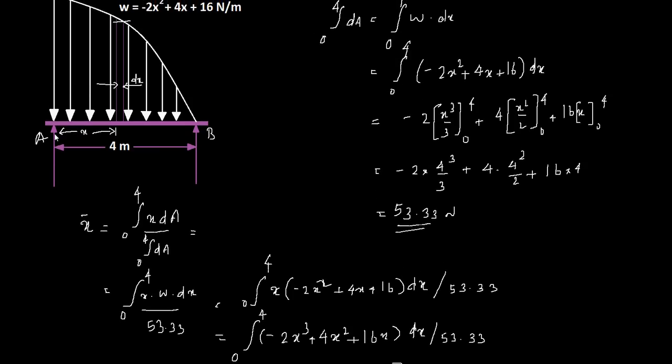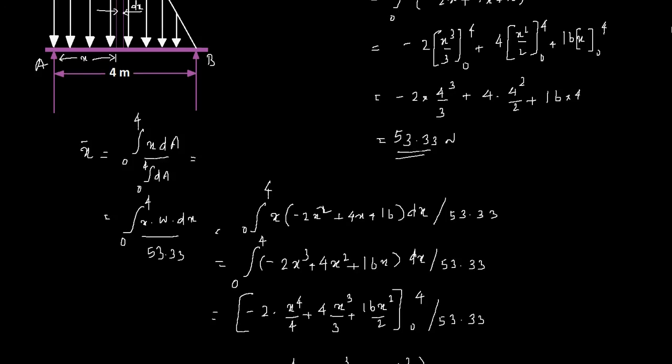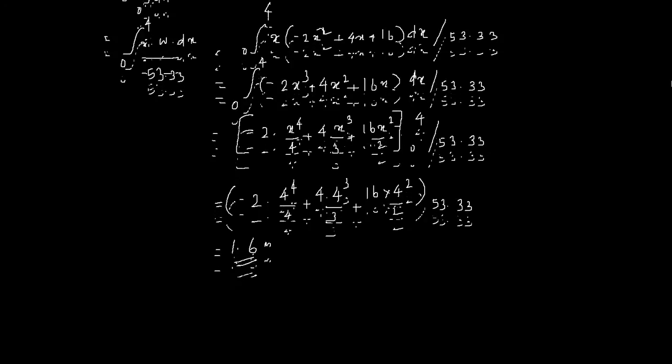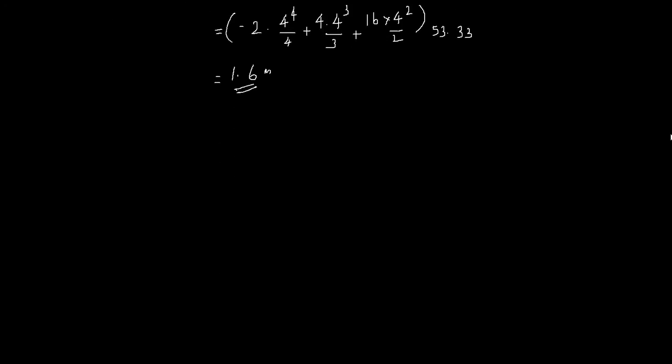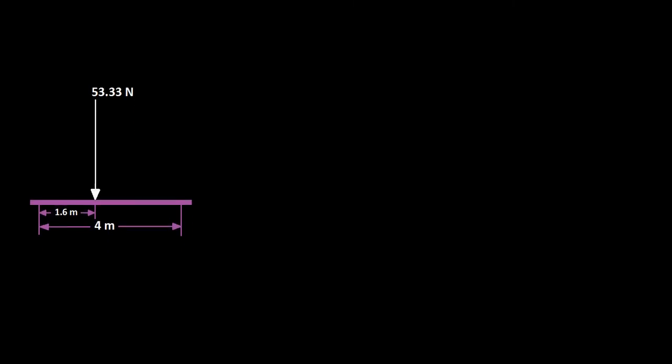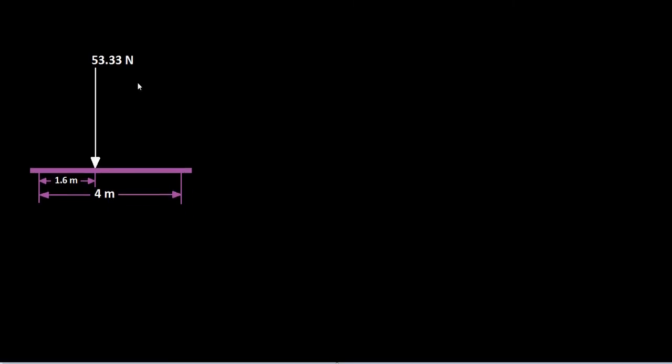because we considered the distance from here. So in effect your load system will change like this: your total load is 53.33 and that is acting at 1.6 meter from point A.